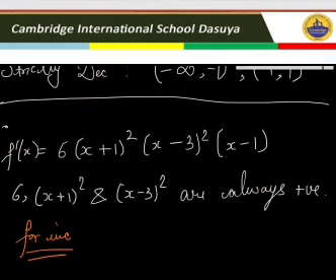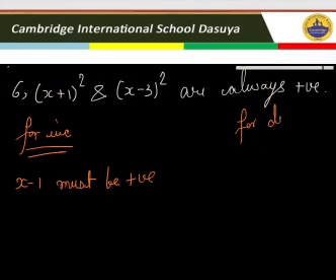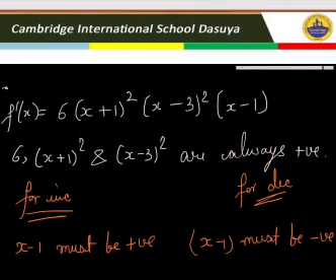the sign. The nature of the function depends upon x minus 1 only. So for increasing, x minus 1 must be positive. Fine. And for decreasing, x minus 1 must be negative. Clear? Understood this? Because here the nature depends only upon x minus 1. Is that clear to you?